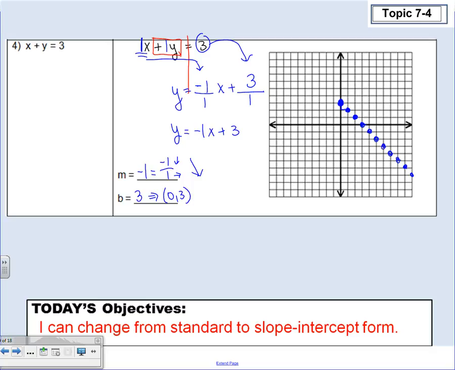Using a straight edge, you can then connect your dots.